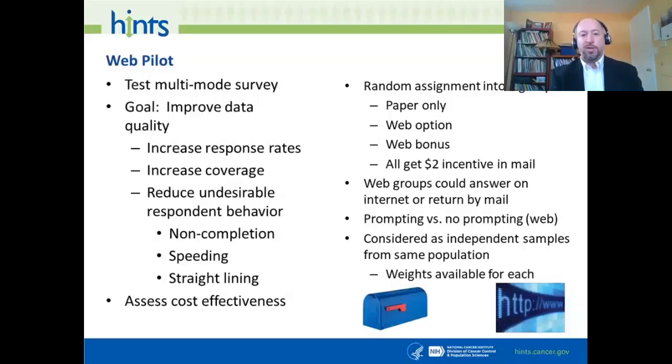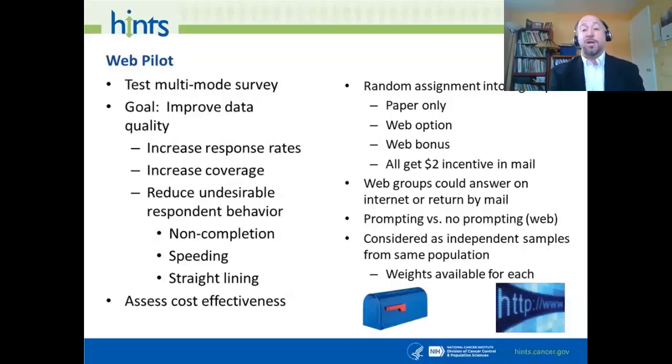Very importantly to mention that we have random assignments of respondents to three groups. I should mention that everybody got a $2 incentive in the mail. But again, obviously the web bonus group got the $10 extra when they answered it on the web. It's important to point out that the web groups could answer on the internet, or they could return it by mail. So that's kind of an important thing to mention, and I'll go into a little more detail about the ramifications of that.